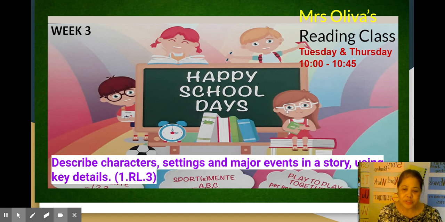The objective for today is to describe characters, settings, and major events in a story using key details.